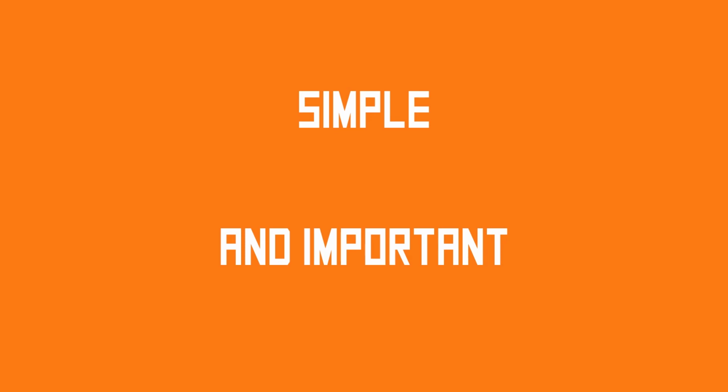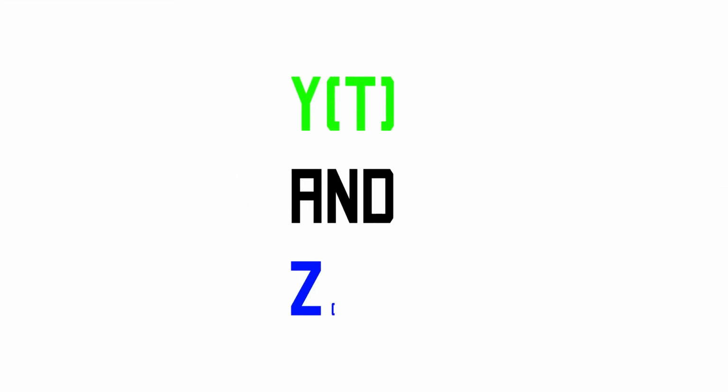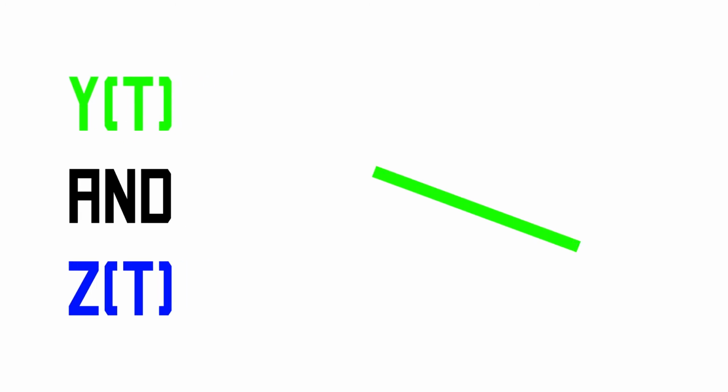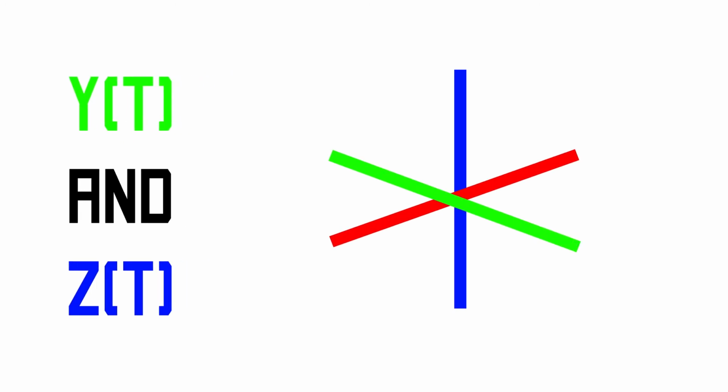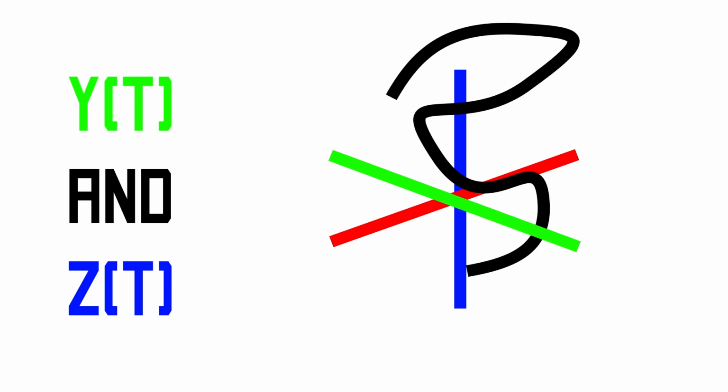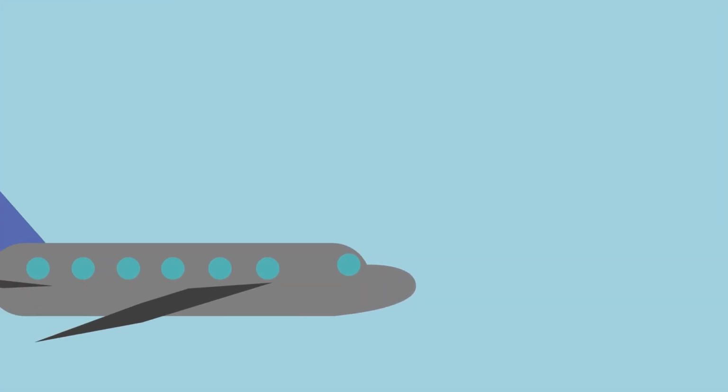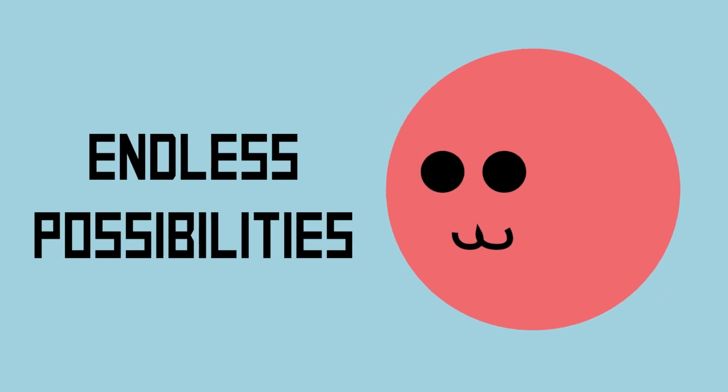Despite the rather simple implications shown here, there are far more important situations in which straight-line motion can be used. For example, through the creation of a y of t and z of t function for the displacement on the y and z axes, you'd be able to track an object's movement in a three-dimensional space, calculate the trajectory of comets, the paths of airplanes, and even the minuscule movements of atoms. The possibilities are truly endless.